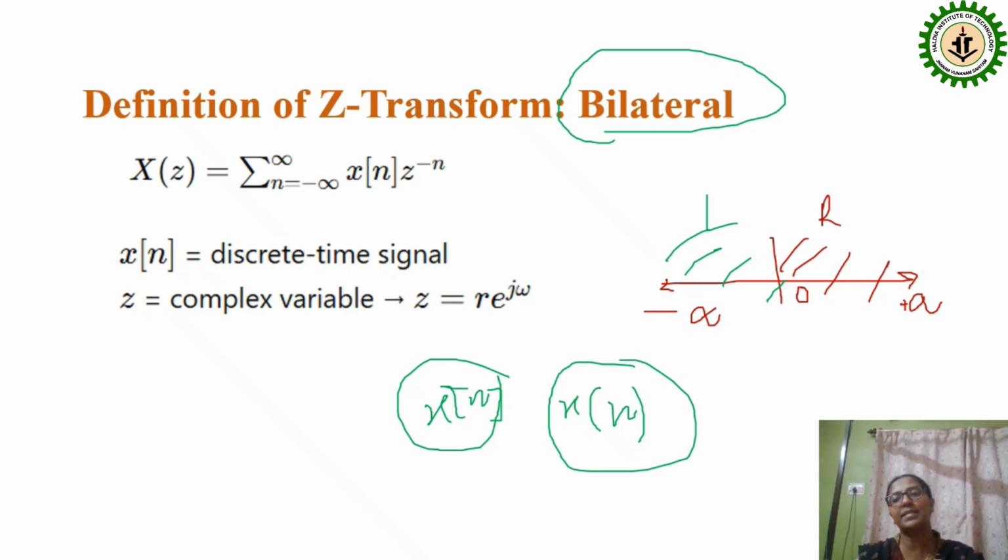Another point is the left sided and right sided. From here we can say that if the limit is from 0 to plus infinity, we call it the right sided Z transform. And if the limit is from minus infinity to 0, that means the left side is there, so we call it the left sided Z transform. Okay, coming to the next slide.